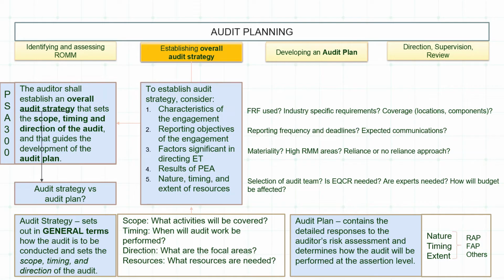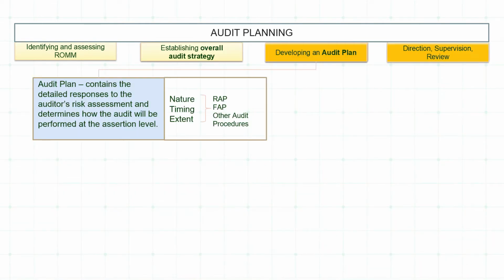So, if you would notice, in terms of overall audit strategy, it's at the macro level, looking at the performance of the audit of the FS from a macro point of view. But once we head on over to the audit plan, then the audit plan will show us the responses at the assertion level. What procedures will be performed? What's the extent of these procedures? That's the audit plan. Okay.